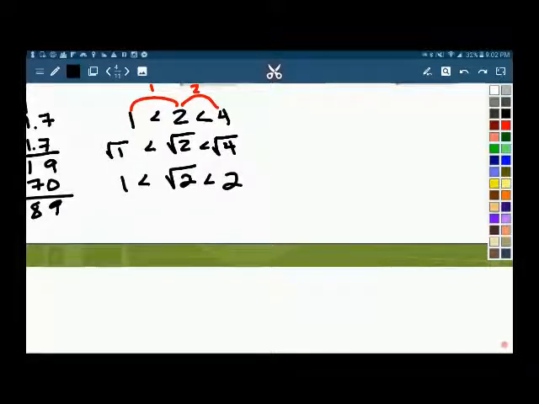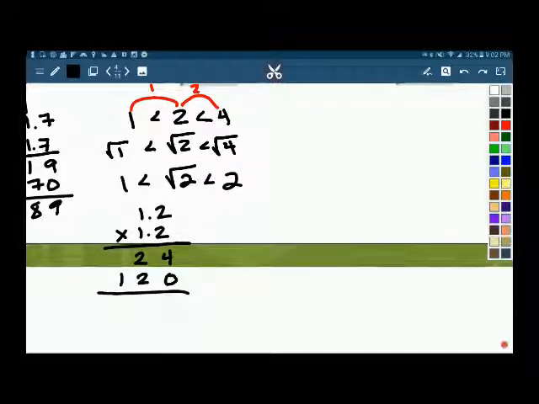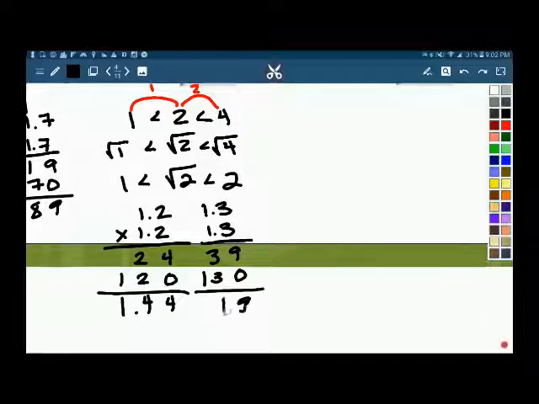So I'm going to take a guess at this tenth. Let's try maybe 1.2. Okay, I'm getting 1.44. I think I can go a little bit higher. Let's try 1.3. It's even higher. I'm going to actually skip a number. I'm going to try 1.5. That's probably going to go over.